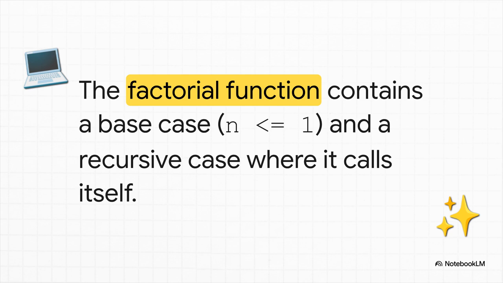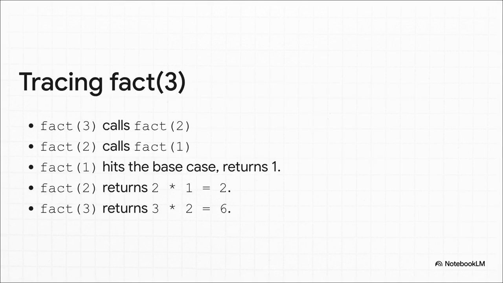And then the else block. See how the fact function calls itself but with a smaller number, n minus 1? That's our recursive case. That's the code equivalent of asking the person in front of you for their position. So let's walk through this. What happens when we call fact of 3?